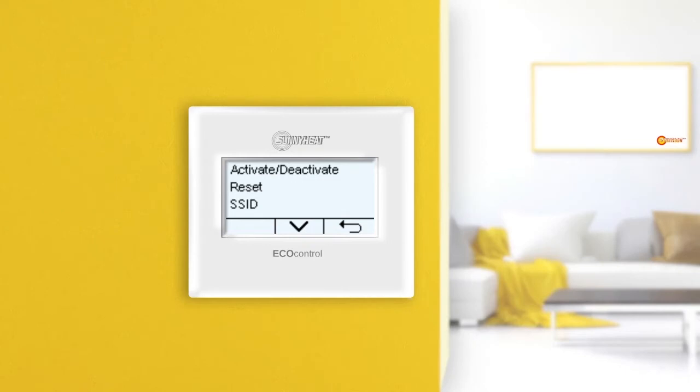What is the SSID menu? The SSID for the VLAN can be entered in the SSID menu. The SSID is the name of the VLAN network to which the Sunny Heat infrared heaters should be connected. Tip: this setting does not have to be made on the EcoControl thermostat, but can be made more easily via the Sunny Heat Connect app.